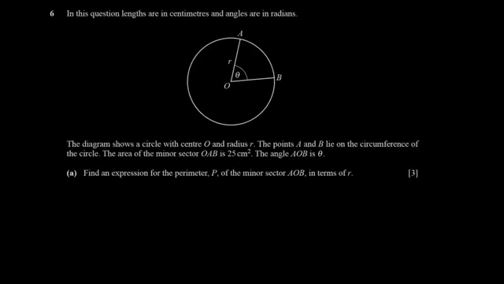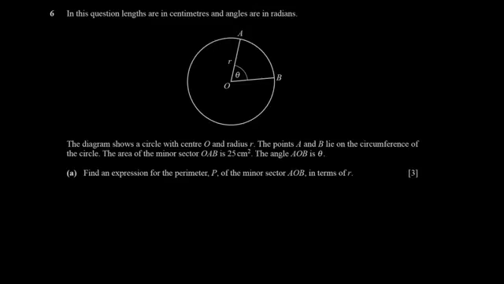Okay, we're in question 6, which is a circular measure style of question. We're told that we have a circle with center O with radius r. The points A and B are on the circumference. And the area of the minor sector is 25 centimeters squared. By the way, when we say minor sector, we mean this smaller sector here. The major sector would be this one here. All right? We want to find an expression for the perimeter P in terms of r.